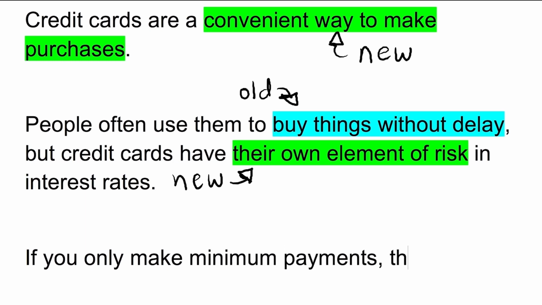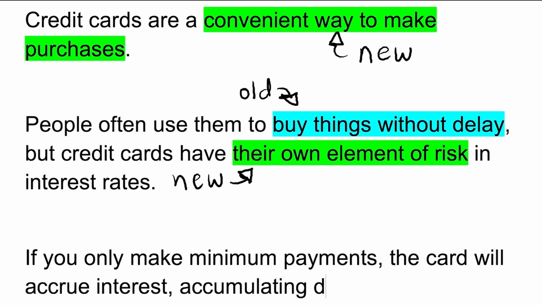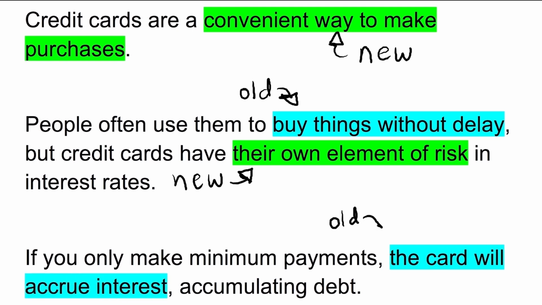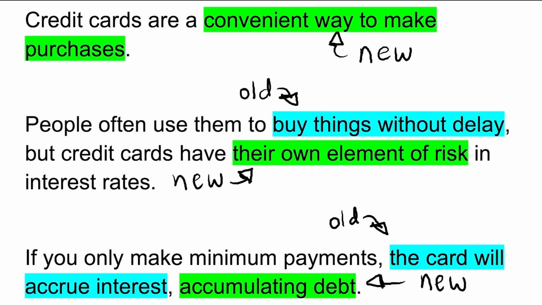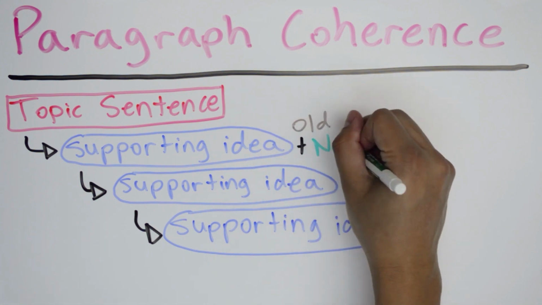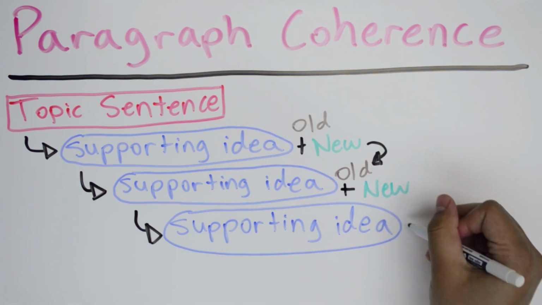"If you only make minimum payments, the card will accrue interest, accumulating debt." The information in the previous sentence of interest rates was built upon, going on to examine the new information of the potential for building up debt. As you can see, each sentence concludes old and introduces new information.